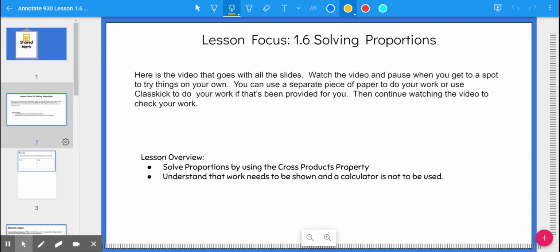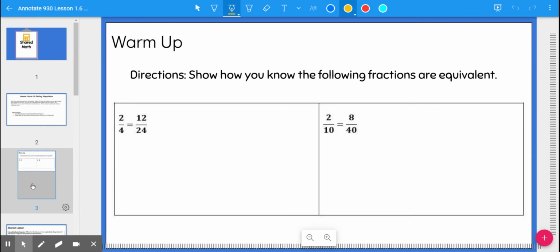I'm going to be going over today's lesson, which is 1.6 Solving Proportions. The lesson overview is we solve proportions by using the cross products property, and we need to understand that work needs to be shown and a calculator is not to be used. So I will meet you guys on slide 3, which is our warm-up.